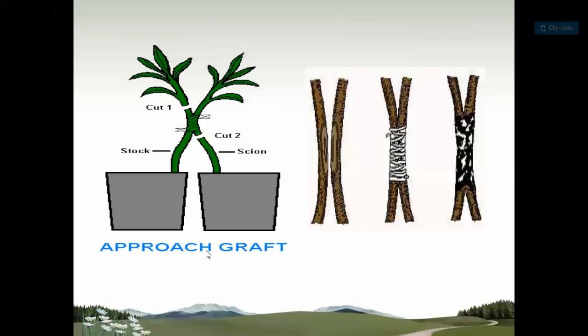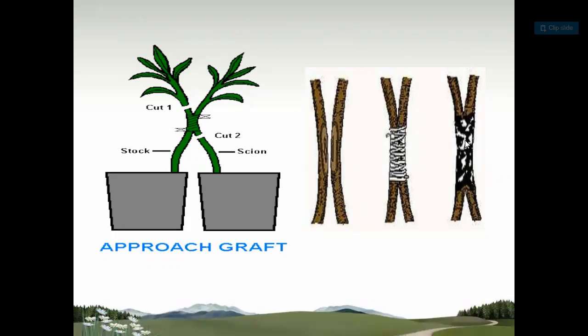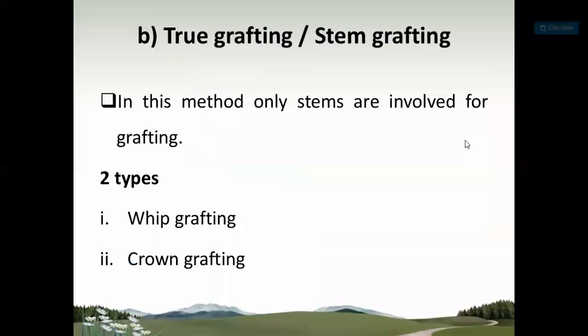Here you can see in approach graft, one plant and another plant, both we have to cut in such a way that the inner cells meet. Here you can see cut 1 and cut 2. This is the stock and this is the scion. We have to tie it properly. Here you can see in the image how they have cut it. After cutting we need to tie it, then after a few days both will be joined together, and they will start giving nutrients to each other, and whatever cell development occurs here will have the quality of both plants, stock and scion, and you can get the hybrid quality of the constituents.